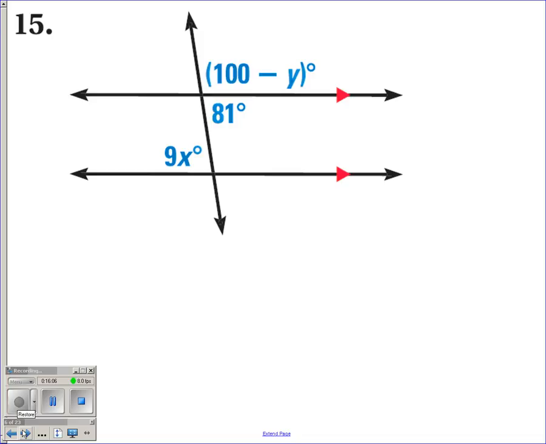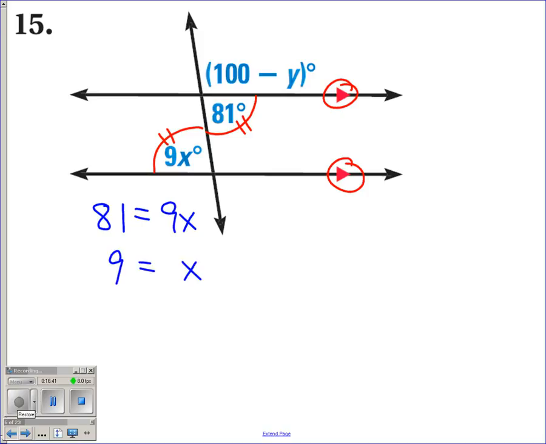On these, it says find the values of x and y. Again, parallel lines. That's given. So I've got to go through and figure out something from the angles that are here. Well, this 81 degree angle and this angle over here are alternate interior angles. Alternate interior angles, when the lines are parallel, are congruent. So I'm going to write down 81 is equal to 9x. Dividing both sides by 9, 9 is equal to x. And the directions are solve for x and y, so I can stop here. But again, if we plug it in, we get 81.